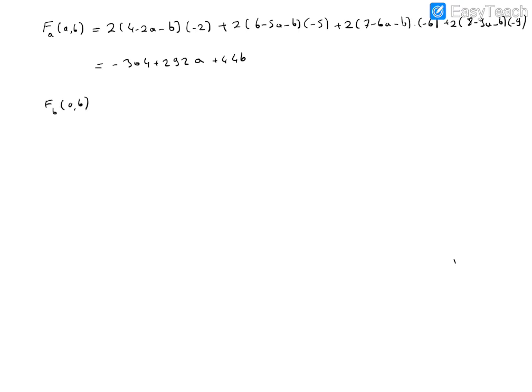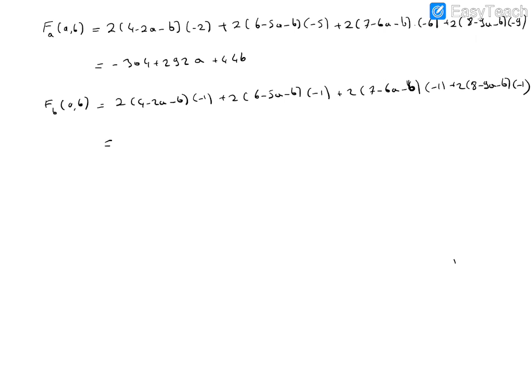Similarly, you can calculate the partial derivative of f with respect to b. 2 times (4 − 2a − b) times the derivative of this function with respect to b, which is always −1. So (6 − 5a − b) times −1. 2 times (7 − 6a − b) times −1. This is not 6, this is b, sorry. 2 times (8 − 9a − b) times −1. And after calculating, you can find −50 + 44a + 8b.